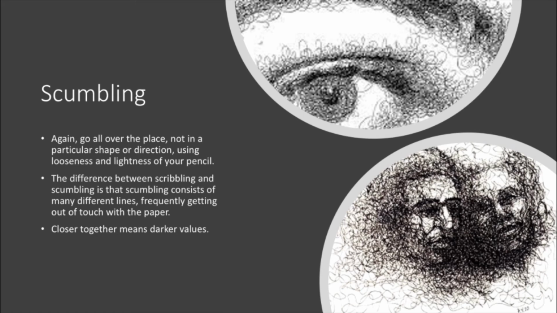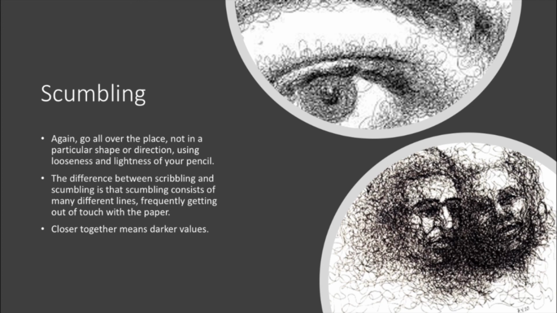But as opposed to scribbling, there's also something you probably have not heard of, which is scumbling. Scumbling, again, all over the place. It's not in a particular shape or direction. You use looseness and lightness of your pencil. And the difference between scribbling and scumbling is that scumbling consists of many different lines, frequently getting out of touch with the paper. So you're not touching it constantly, you're letting go, then you scribble another. Basically, you could say you're scribbling a lot of lines instead of just one line and then creating something out of that. The close together means darker values.